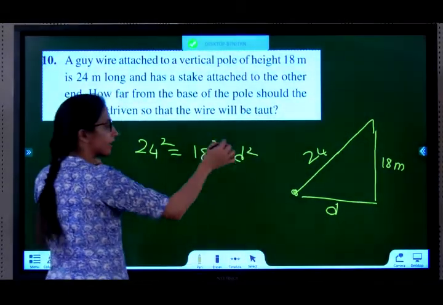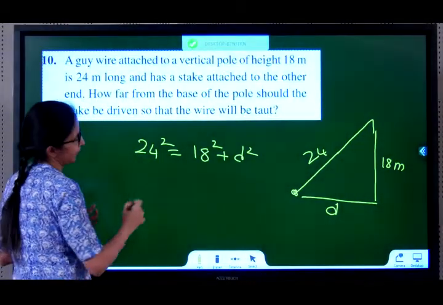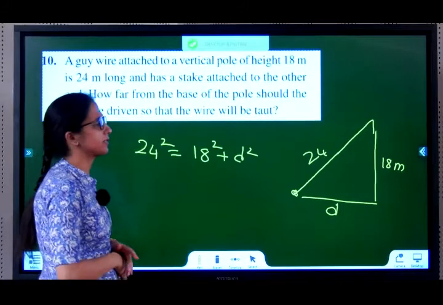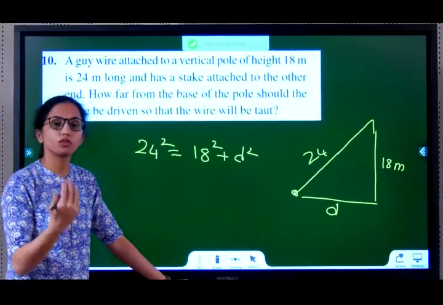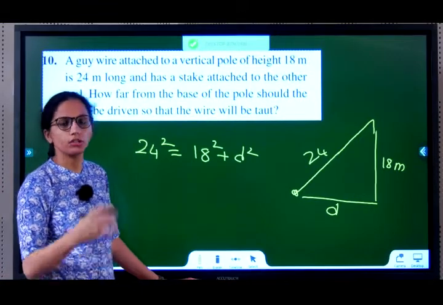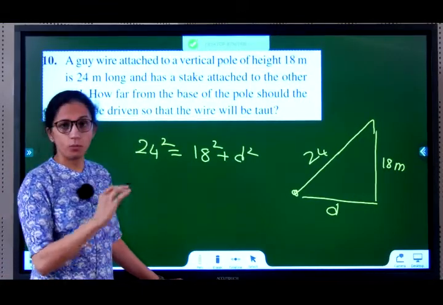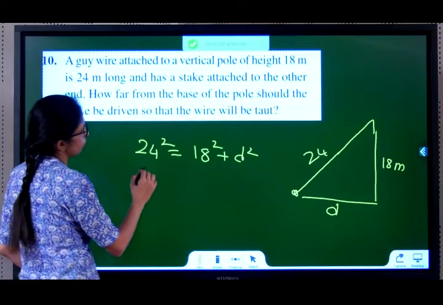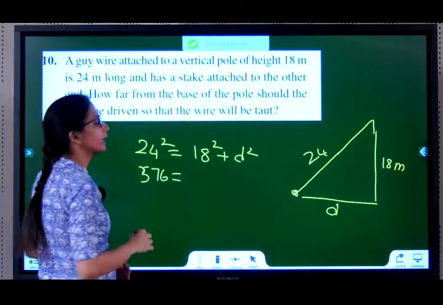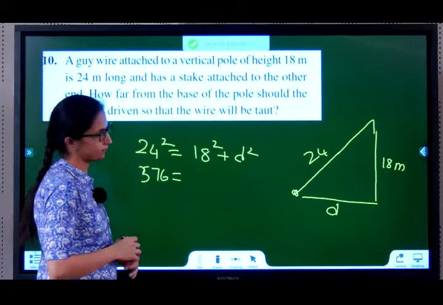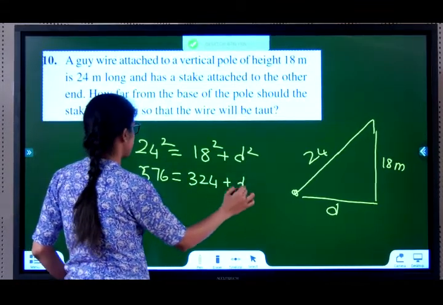You should give some brief writing: let the triangle be so and so, for exact statements. If you're not understanding how to write, I expect that you already know it since you're in 10th grade, but if you don't, please refer to the notes section. Every solution is given in detail with statements. So 24 square, 576, is equal to 18 square. What is 18 square? 324, plus D square.